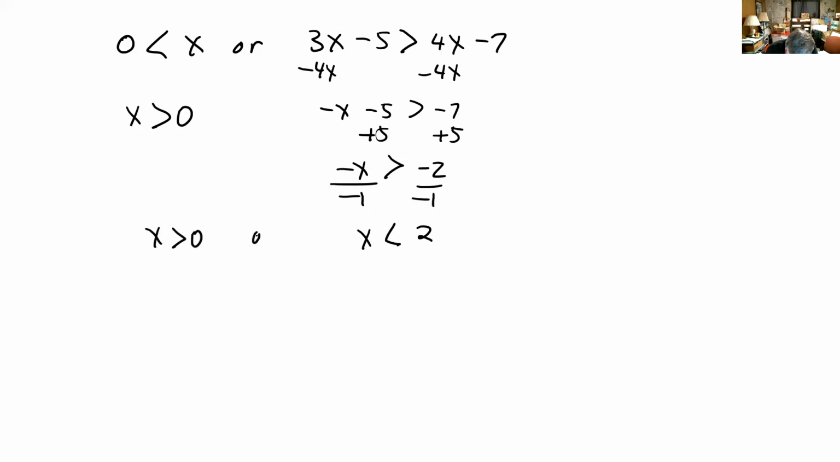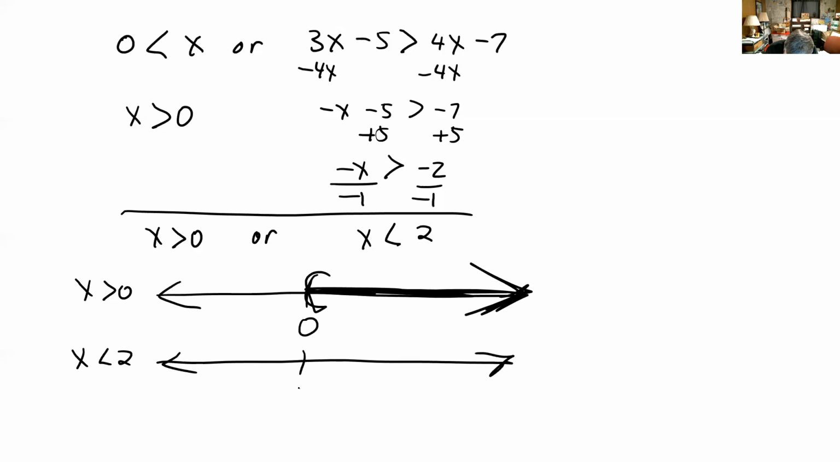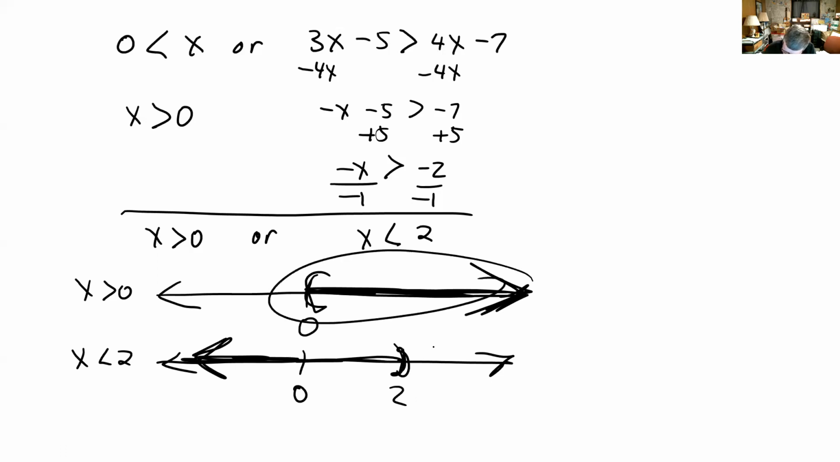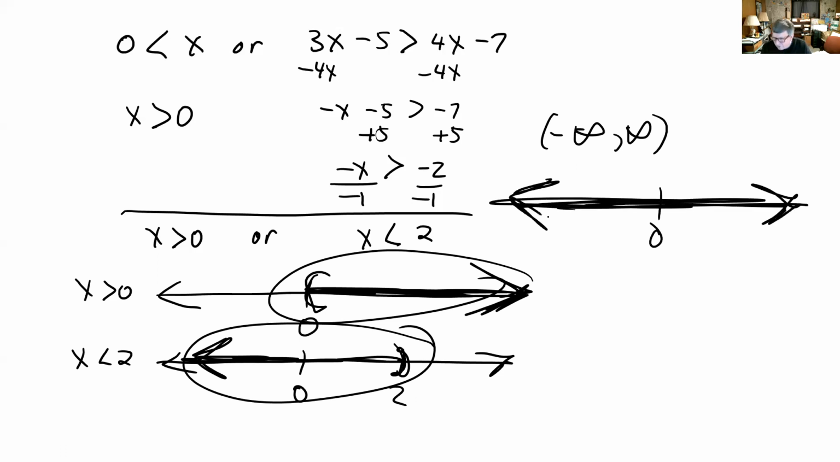Let's bring this down here. So there's our situation. Well, let's see, x greater than 0. What does that look like graphically? Everything greater than 0. x less than 2. What does that look like graphically? Everything less than 2. Now, the union, not the intersection. The union, if we take all of this along with all of that, between the two, they've got everything. So it's all real numbers. You okay with that?